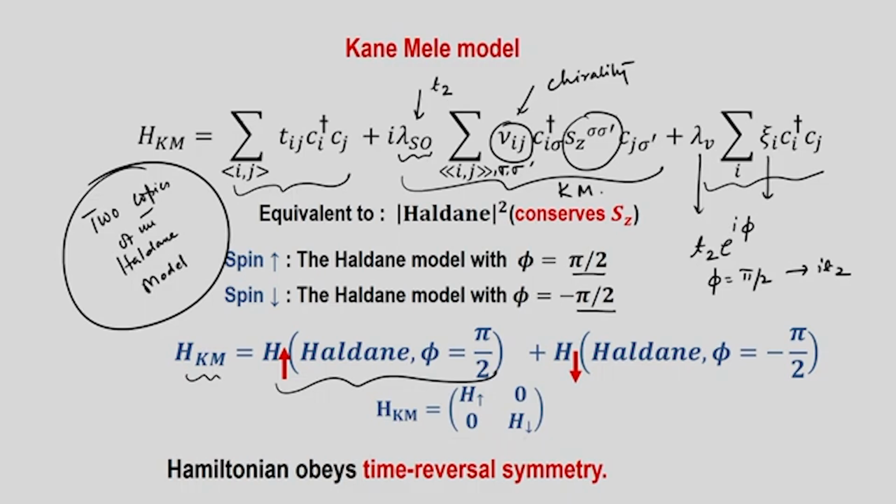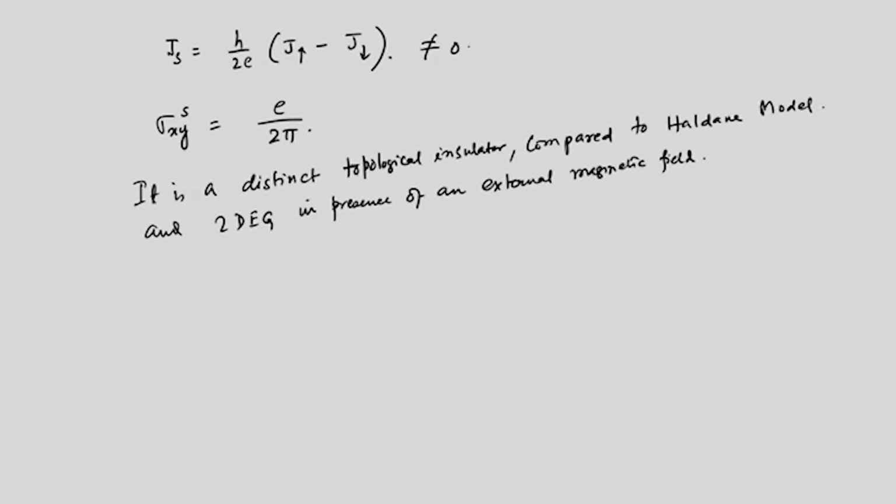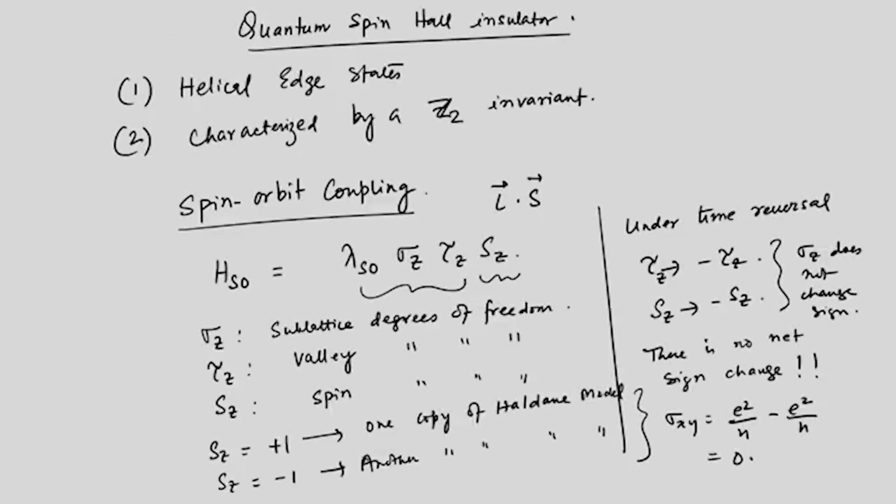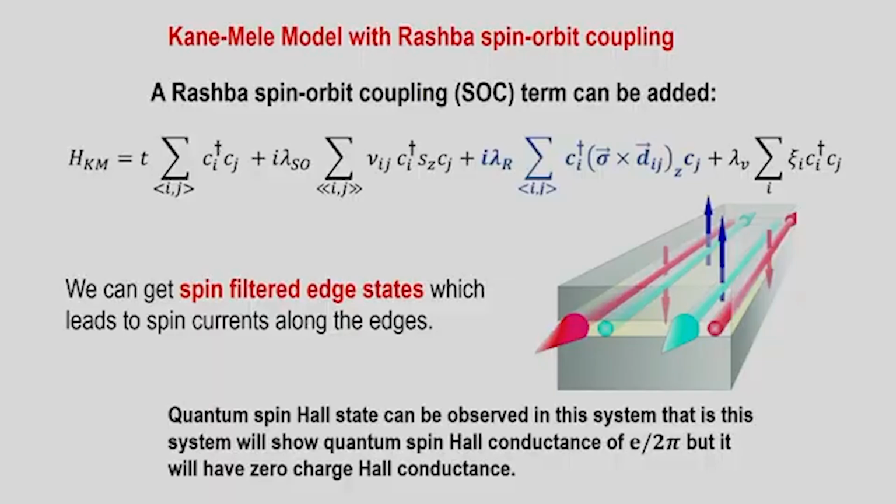So, it obeys time reversal symmetry. How that is, is not difficult to understand, we have done that here. So, this was the term: lambda SO sigma z and tau z and Sz. This was there in the Haldane model. So, this was the Haldane term which was a time reversal symmetry broken term, and this Sz has recovered the time reversal symmetry. So, now what can happen is that one can also add a term which is called a Rashba term.